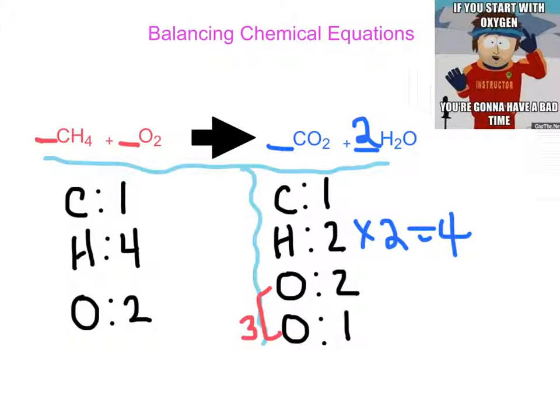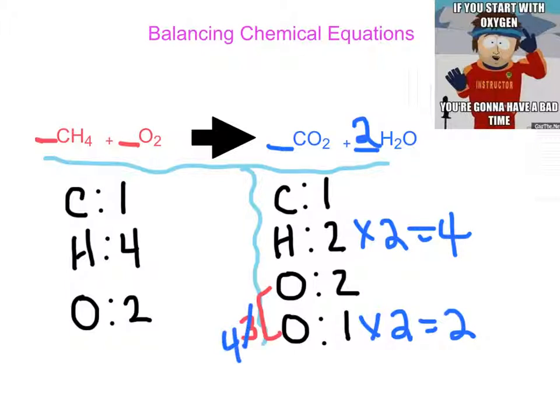And when I do that, I'm also affecting the O. Okay, so that O that was single by itself now is also being multiplied by 2 because the coefficient applies to everything that's in the molecule. So with that now, I actually don't have the 3 anymore. Now I actually have 4.